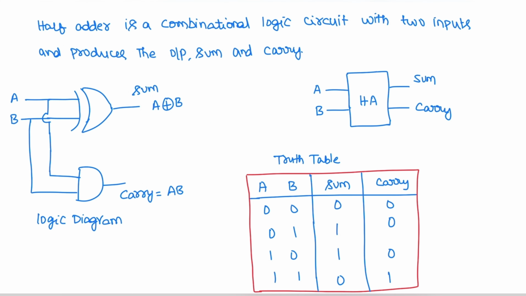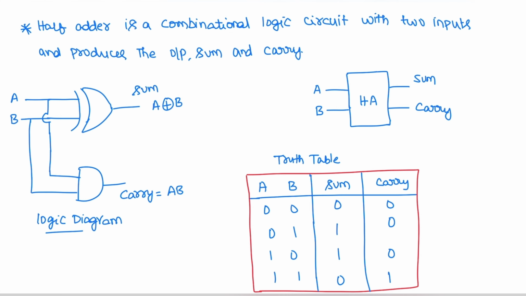So let us see the half adder circuit logic diagram. The half adder is a combinational logic circuit with two inputs A and B, and it produces two outputs, sum and carry. These are the inputs of the half adder and the outputs of the half adder.